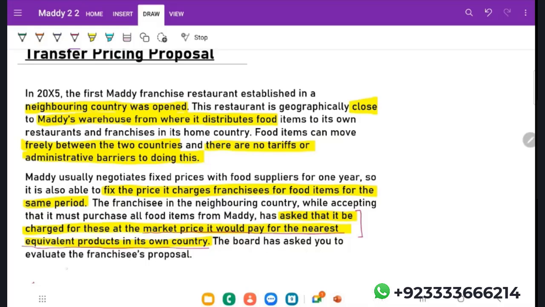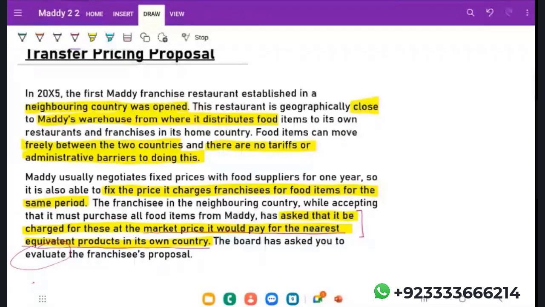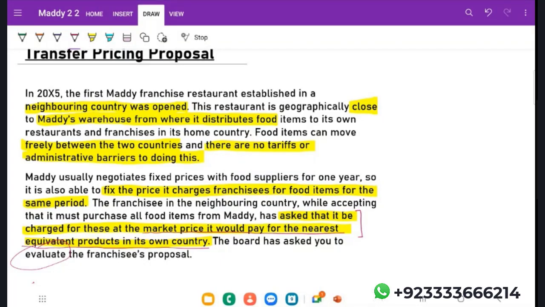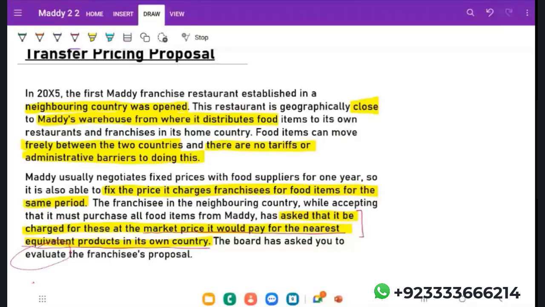The board has asked you to evaluate the franchise proposal. So again, the term evaluation is here. Evaluation means you need to look at the proposal and understand what can be in favor or against, or good or bad, in the proposal, right? So let's try to understand. See, there can be two parts of this answer. The first part will be those points which will go in favor of charging at local prices, right? What the manager has asked us to.